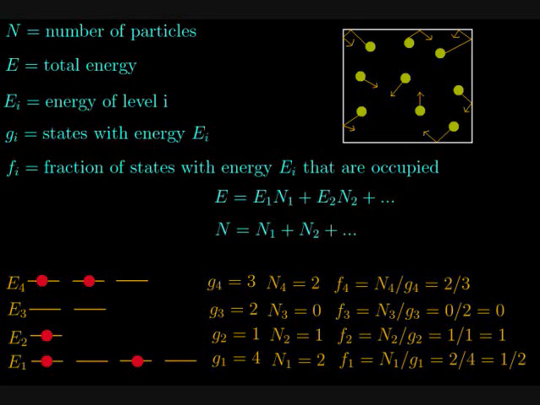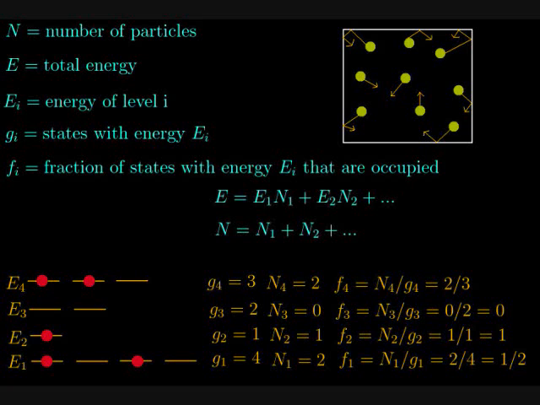Imagine that you have a box containing N identical fermions with total energy E. Each particle is in a particular state, and since the particles are fermions, there can be at most one particle per state. There are G_i states with energy E_i, and there are N_i particles with energy E_i, and we denote the fraction of states with energy E_i that are occupied by particles as F_i.